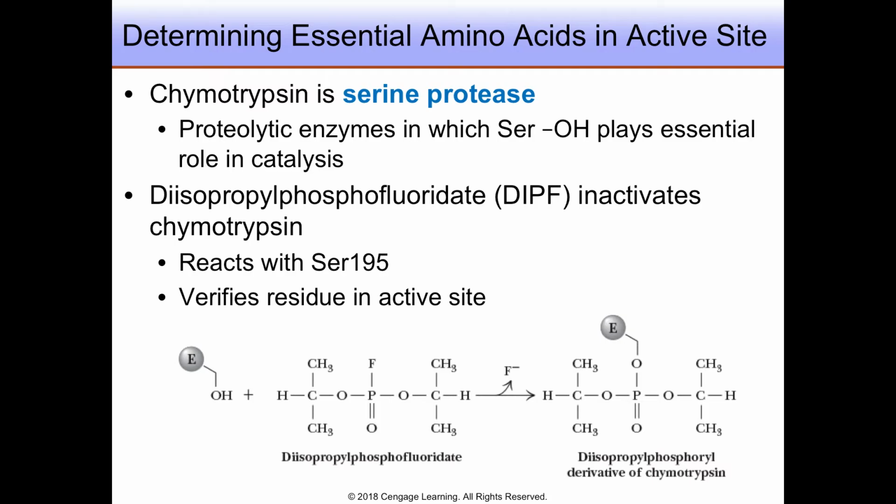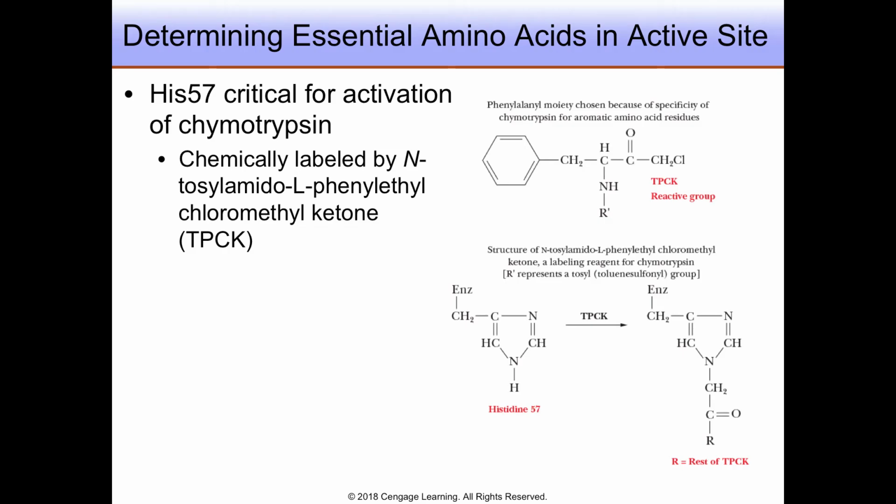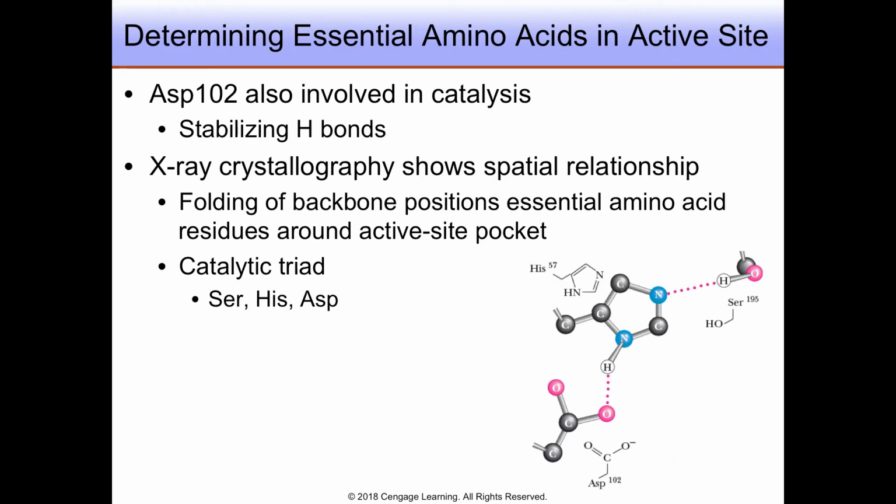Another important residue in the active site is histidine 57. This was also confirmed by covalent attachment of a chemical group from TPCK ketone. This attachment also resulted in a loss of activity, thereby proving its essential role in the catalytic mechanism. Aspartate 102 was the last of the residues proven to be critical for catalytic function.